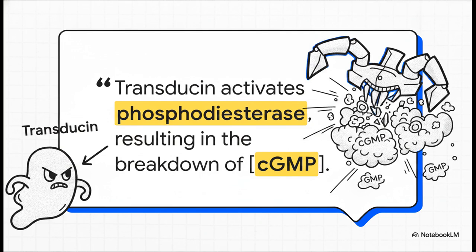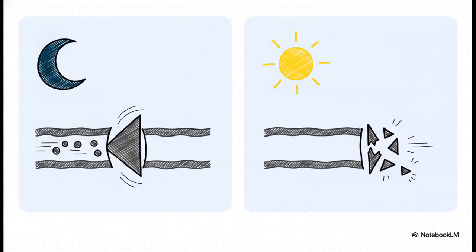Well, it immediately seeks out and activates an enzyme called phosphodiesterase, or PDE6. You can really just think of PDE as a highly aggressive cellular cleanup crew. Once activated by transducin, PDE starts rapidly hydrolyzing and destroying molecules of cyclic GMP, or cGMP, breaking them down into regular GMP. Now, why does the destruction of cGMP matter so much to us?